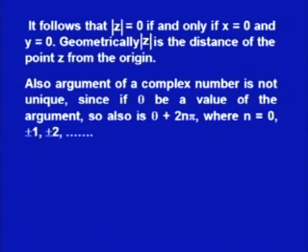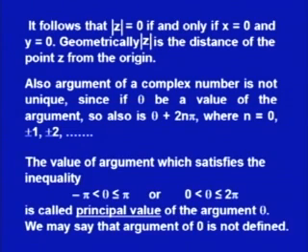Also, the argument of a complex number is not unique, since if theta is the value of the argument, so also is theta plus 2 n pi, where n is equal to 0, plus minus 1, plus minus 2, etc. So, this is not unique. So, we have many values.